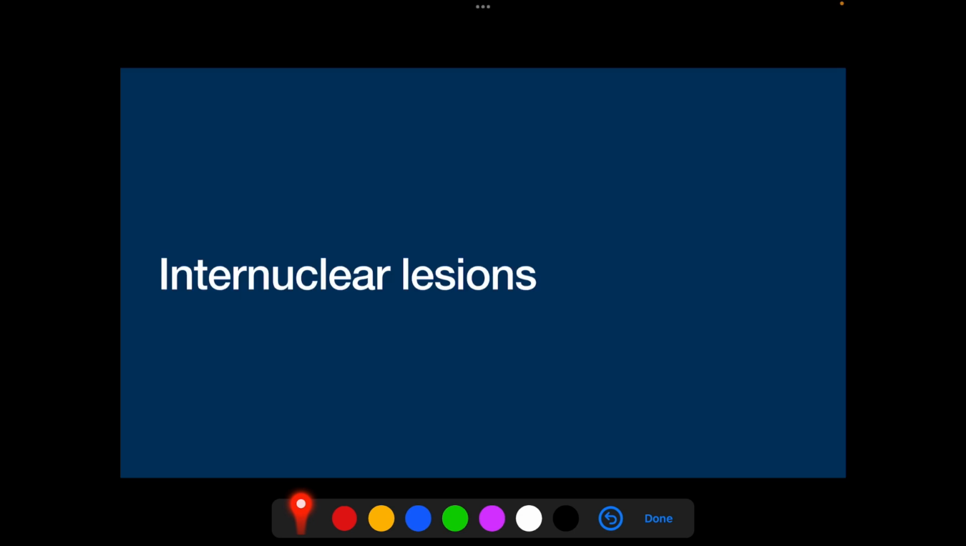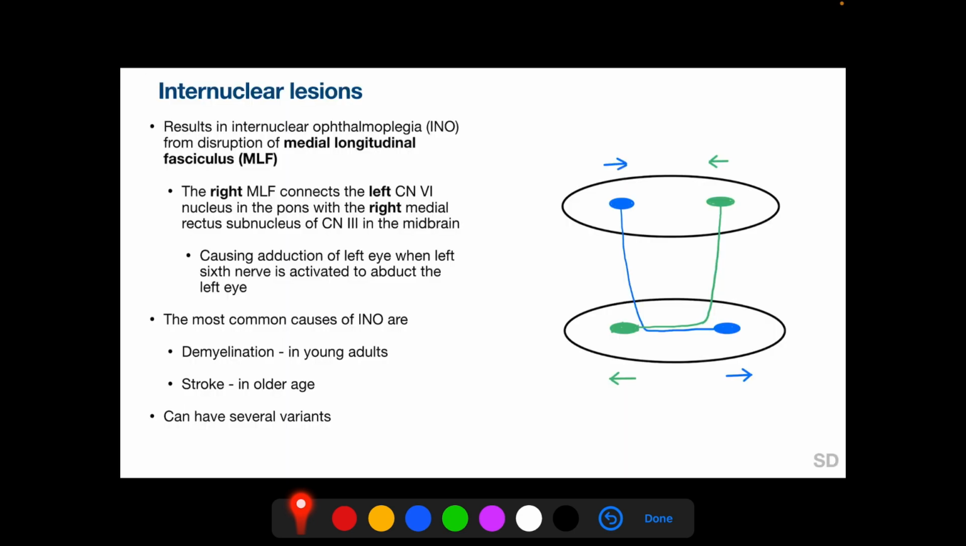So coming to internuclear lesions. Internuclear lesions result in internuclear ophthalmoplegia, also called INO, from disruption of the medial longitudinal fasciculus, called the MLF. So these are the two MLFs, the right MLF and the left MLF. The right MLF arises from the nucleus of the left cranial nerve 6, crosses over to the other side and then ascends to the medial rectus subnucleus of the third cranial nerve in the midbrain.